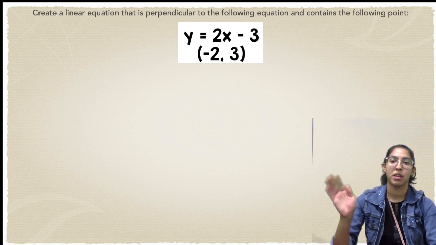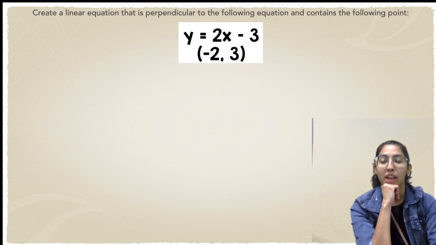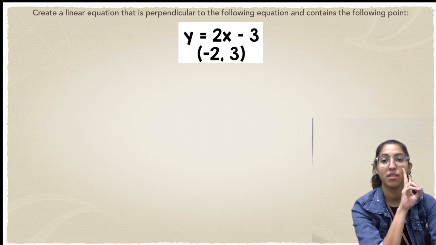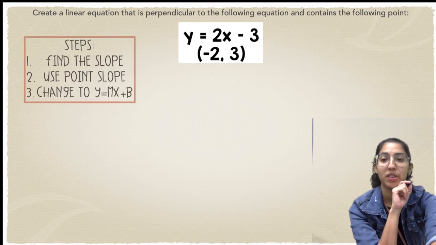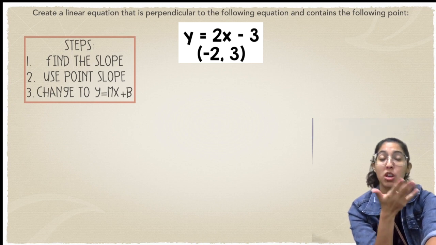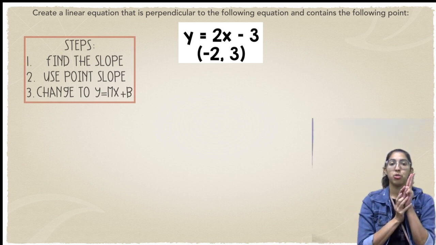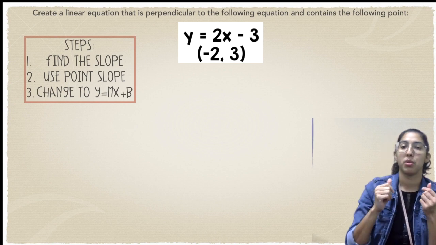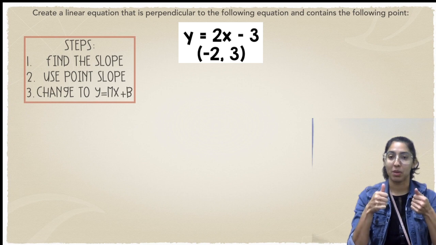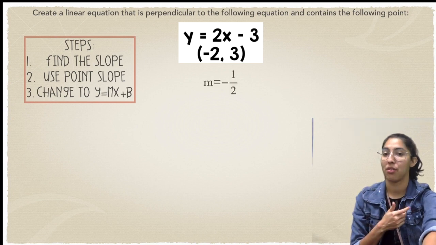Okay, so just like parallel lines, we're going to look at this. Create a linear equation that is perpendicular to the following equation and contains the following point. Same steps as parallel lines: find the slope, use point slope, change to y equals mx plus b. So my first step, my slope of my original line is 2. For my negative reciprocal, I would change the sign, so negative 2, and then I would flip it, so negative 1/2.